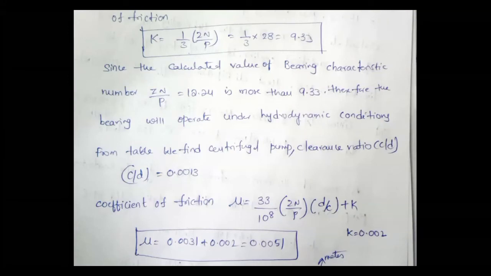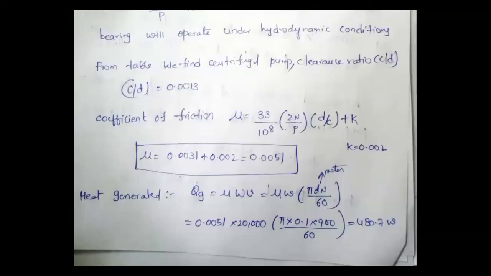Just simply note down the value. Mu value equal to 0.0051, and just remember the K value. Here K value does not represent the bearing characteristic number. Here the K value represents the side leakage. Whenever you are having a side leakage, the value will be taken as 0.002. Here the K value is the side leakage factor, that is K value equal to 0.0012.